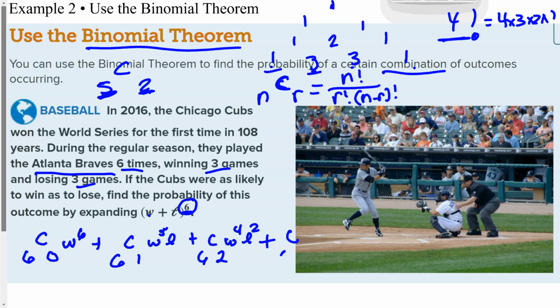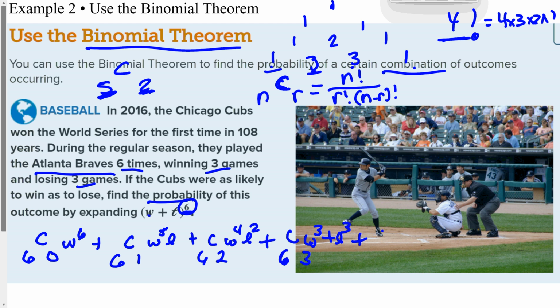And this is 6 choose 3. So that would be 3 wins and 3 losses, which makes sense, because that's what we're looking for. What's the probability of that? Same amount of losses, same amount of wins. And then we can keep on expanding this until we get to our full total list of possibilities, right? How many games they could have played.